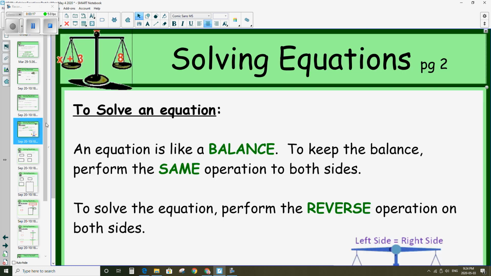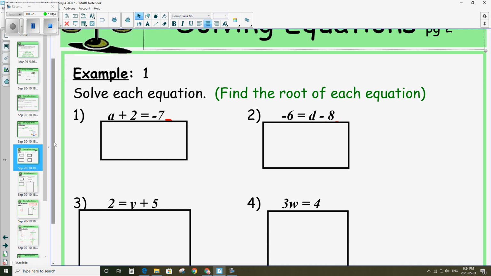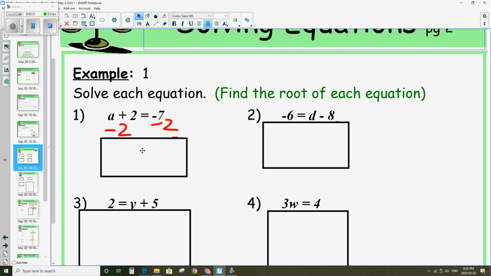So back here it said you want to perform the reverse operation on both sides. Our goal is to isolate for A. We want the A by itself. What is the opposite of adding 2? It would be subtracting 2. So I'm going to subtract 2 from the left side and subtract 2 from the right side.